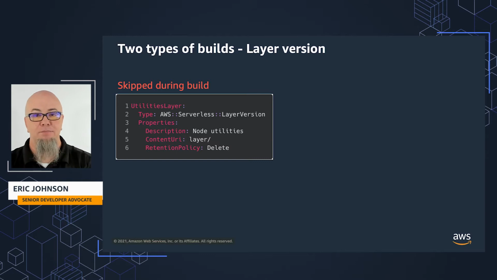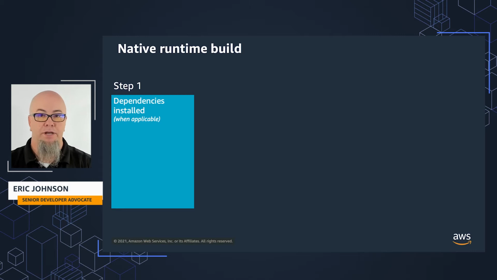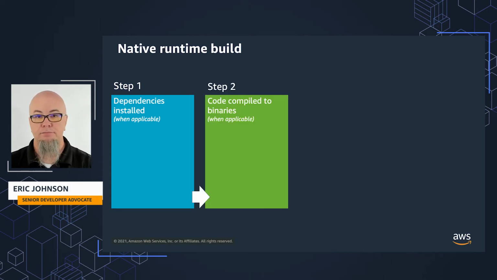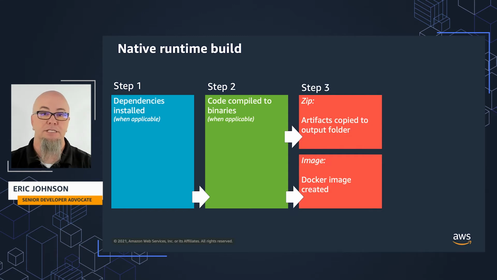When AWS SAM uses a native runtime build to process application artifacts, each function or layer is built independently with the following process. Step 1. If applicable, any dependencies are installed. Step 2. If the runtime is a compiled programming language, AWS SAM then utilizes the language-specific compiler to compile the code and its dependencies. Step 3.